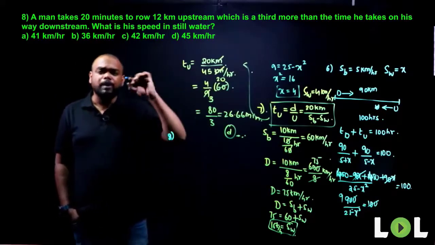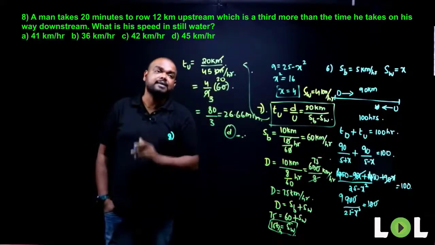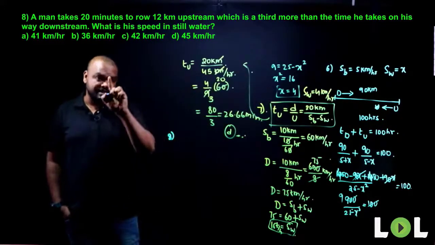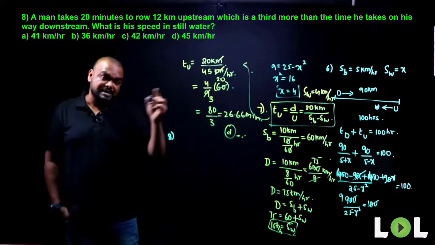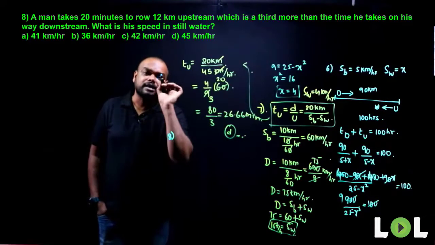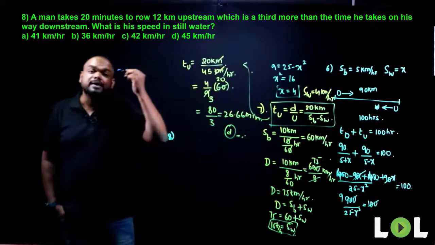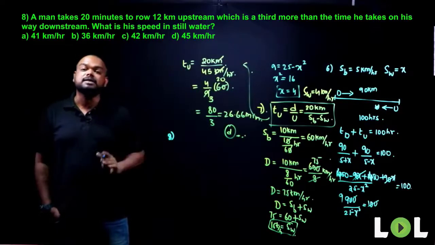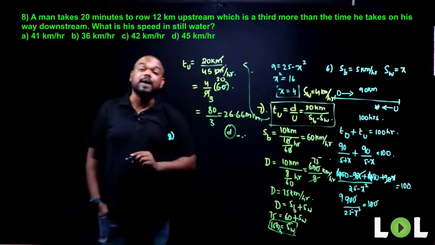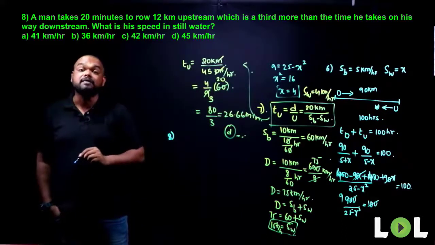Guys, look, the moment you read some data like this, you have to process it in your mind and understand that 20 minutes is nothing but a time. 12 kilometers upstream, that is distance. Time is given, distance is given, means I can calculate speed. Which speed? Upstream speed. So that's how you have to understand the question. The moment you see time and distance, I can calculate the third quantity, that is speed. Since he's telling it is in the upstream direction, the speed will be upstream speed.